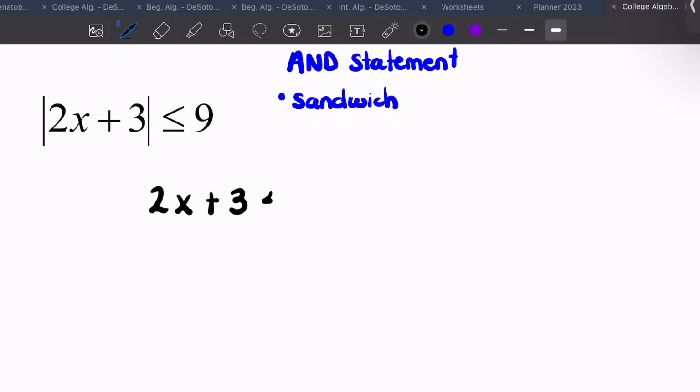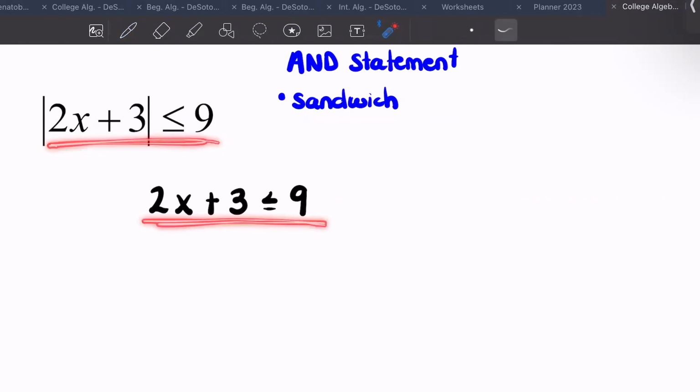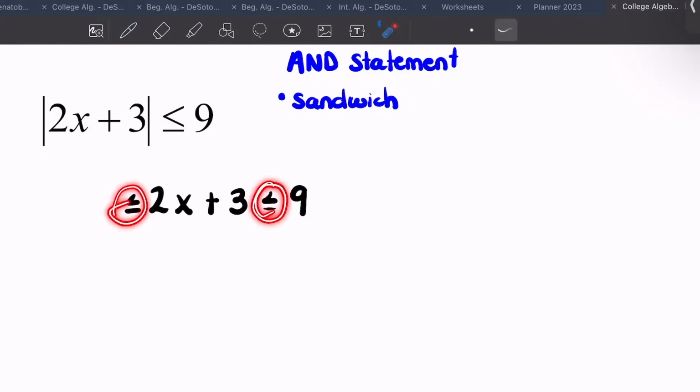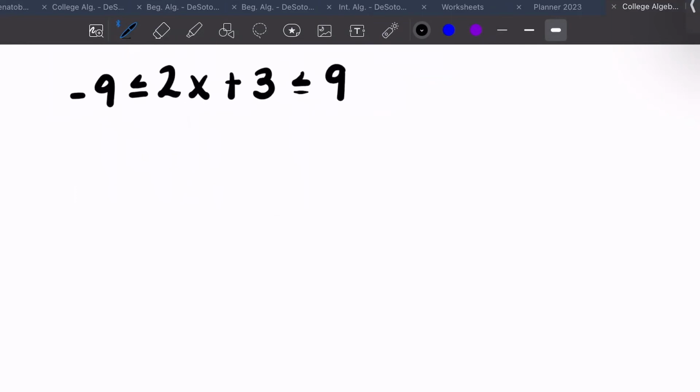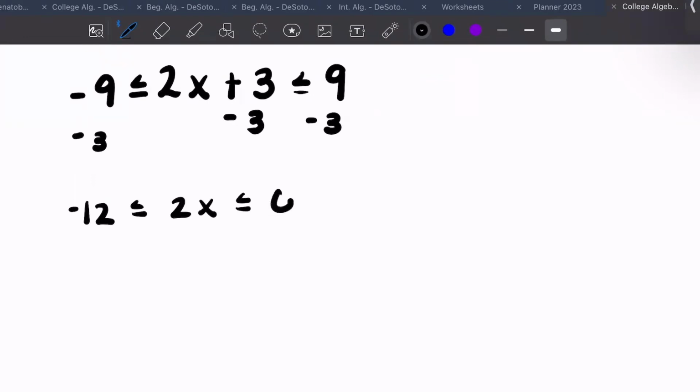All right, so we have 2x plus 3 is less than or equal to 9. All right, that is the same thing that's written right here, except without the absolute value bars. And then we're going to make the same sign. So we have less than or equal to, we're going to make that same sign on the other side. And then we're going to do the negative of whatever number we're given. Okay. Then we're going to solve this inequality. Which is a lot like some that we've already worked. All right. So we're going to keep x in the middle. So we're going to subtract 3 from all three sides and get negative 12 is less than or equal to 2x, which is less than or equal to 6.